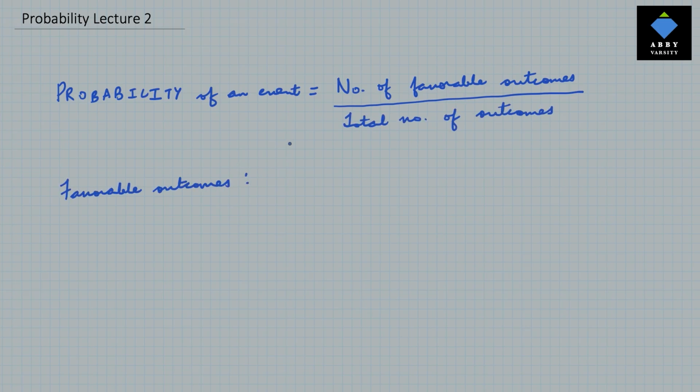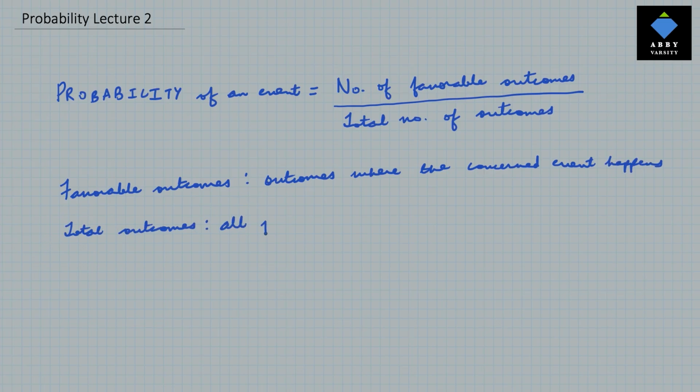Favorable outcomes are those outcomes where the concerned event happens. Total outcomes are all possible outcomes of the experiment. The questions we will now solve will make things clearer.